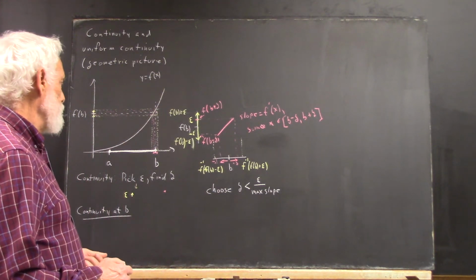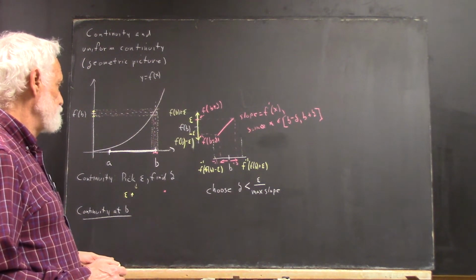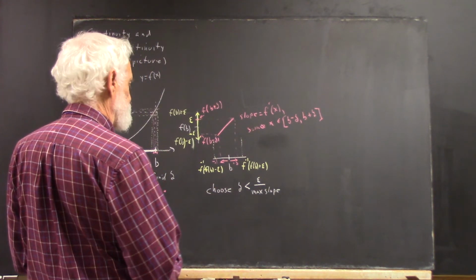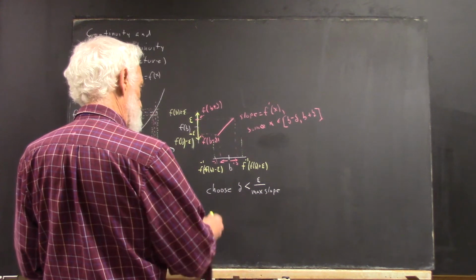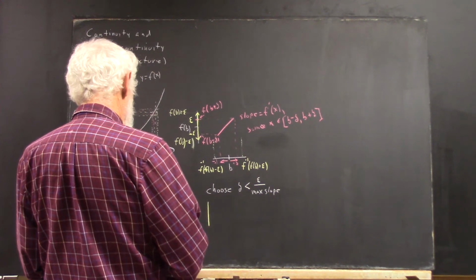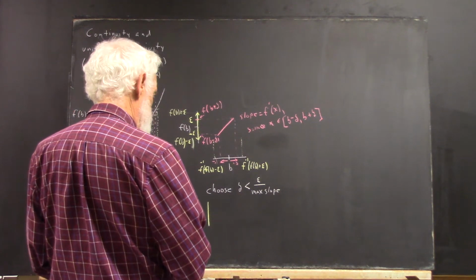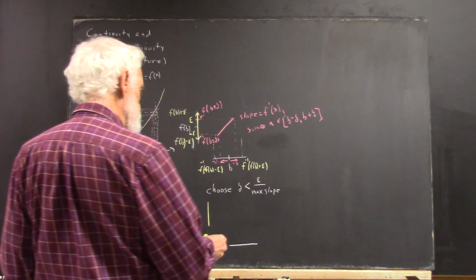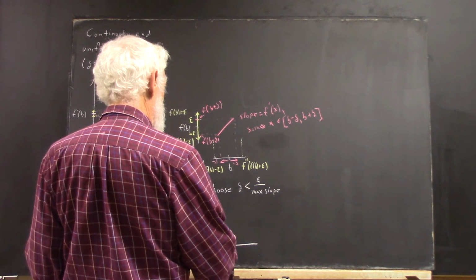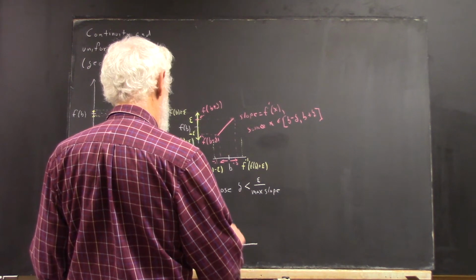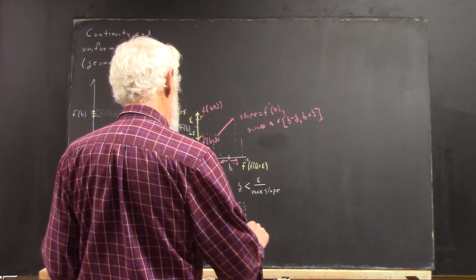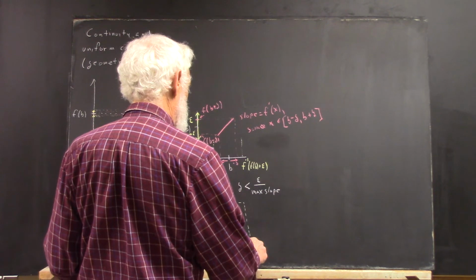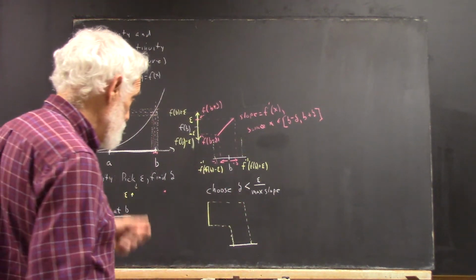I could draw a picture, probably should. Okay, I'm going to draw my epsilon interval here. I'm going to draw my delta interval down here, or my x-axis down here. And my delta interval will be something inside of the interval from this point to this point. Okay. Delta is any interval.